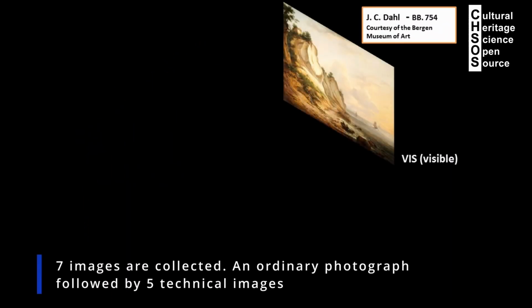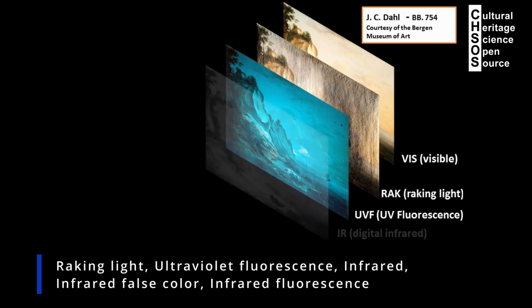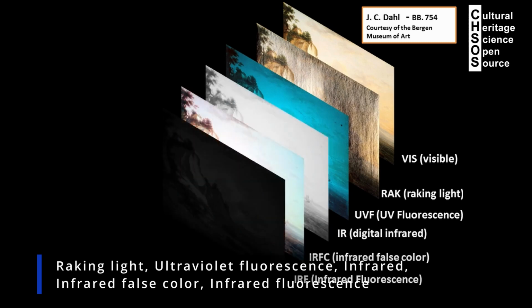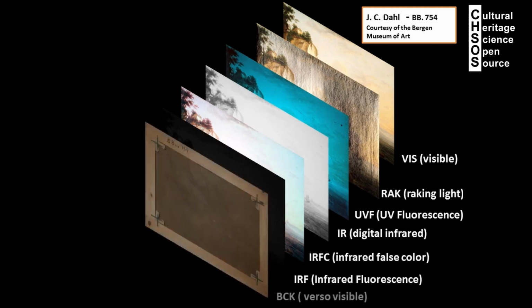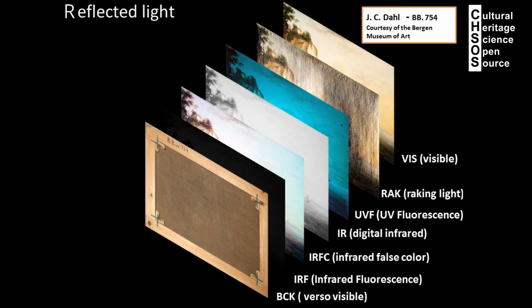7 images are collected: an ordinary photograph, followed by 5 technical images: raking light, ultraviolet fluorescence, digital infrared, infrared false color, infrared fluorescence, and an ordinary photograph of the back of the painting to complete the documentation.